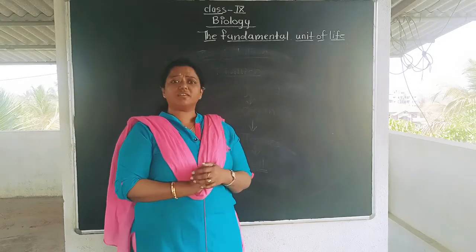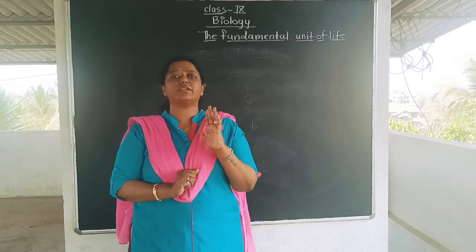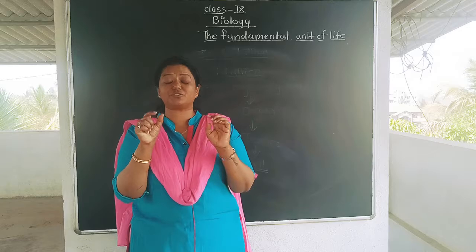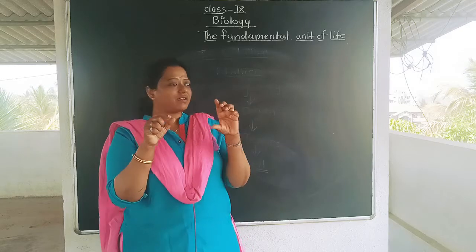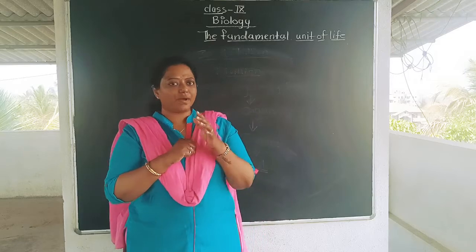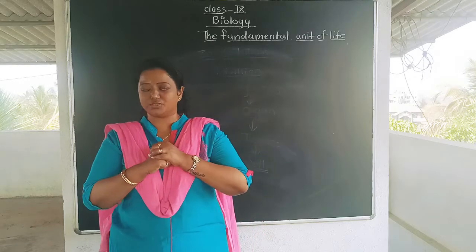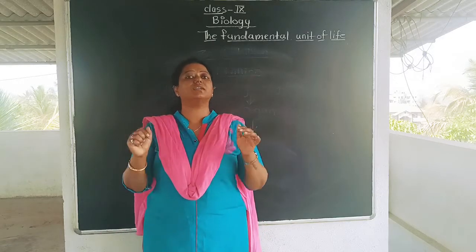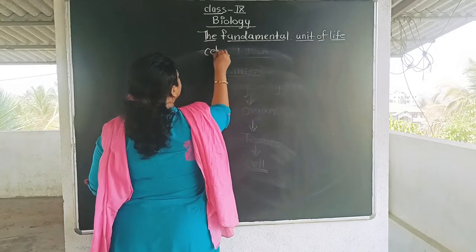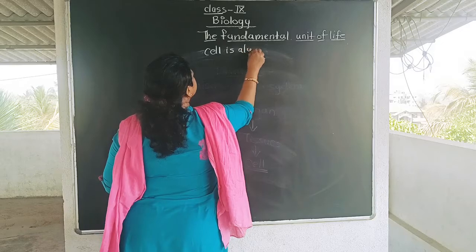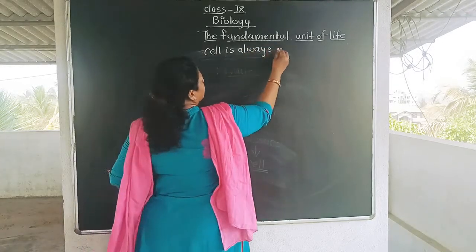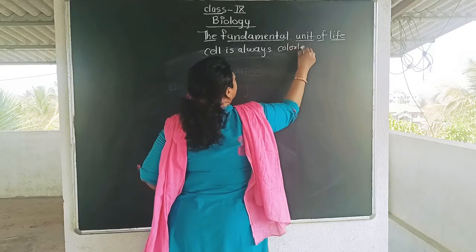Okay students, if someone tells you to draw the structure of a cell, we immediately draw it round, right? And some middle part which is stained or in some other color. But here the cell does not have any type of color. The cell is always colorless. This is also one important thing: the cell does not bear any color.